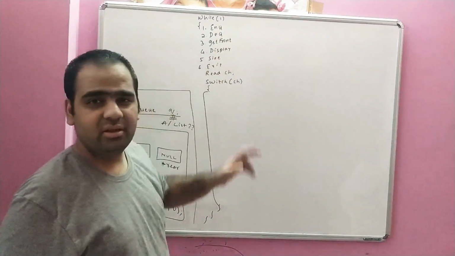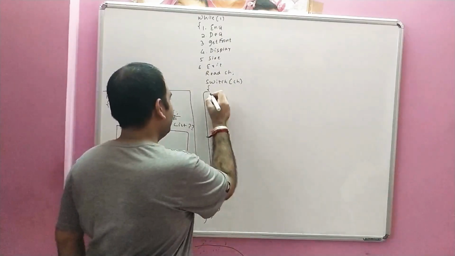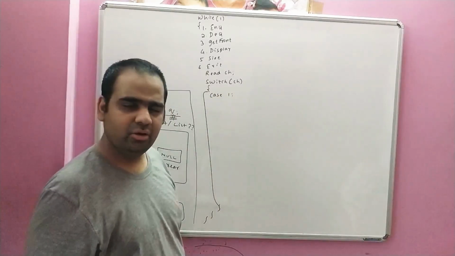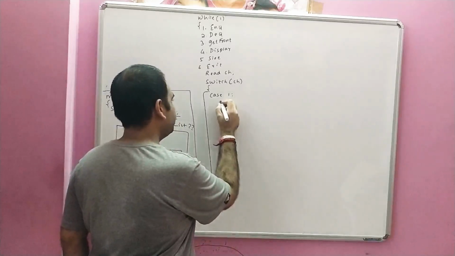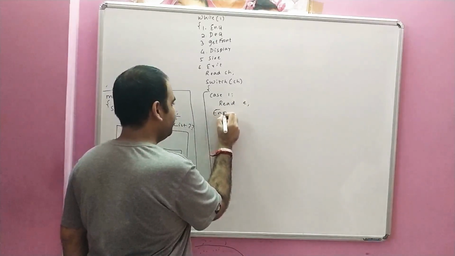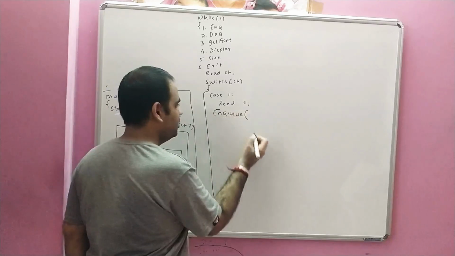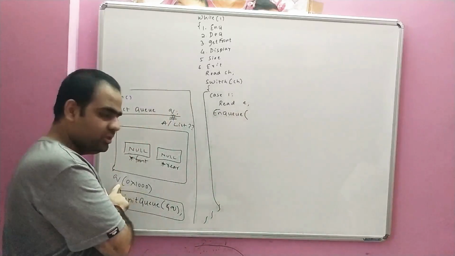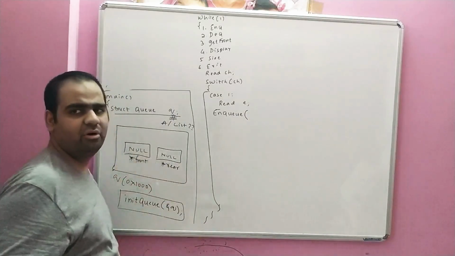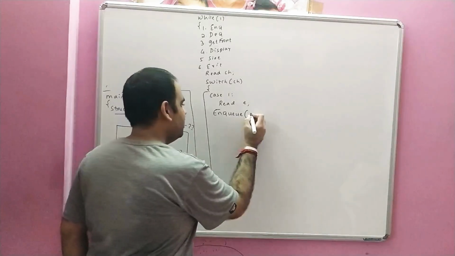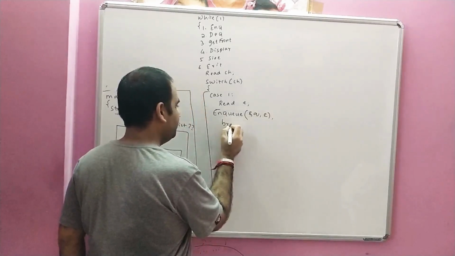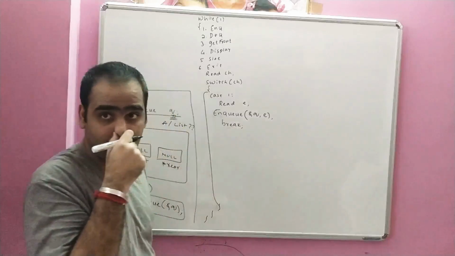Now let us see the first case, that is NQ. I write over here case 1, NQ. Now to NQ we need an element. Let us say we read some element E, and we will write one function called NQ. Where do we want to NQ? In this queue. Will the state of the queue change? Yes, the values of front and rear from null will become something else. Why it becomes so, I will explain. Hence we say ampersand q comma E, and I write break over here.